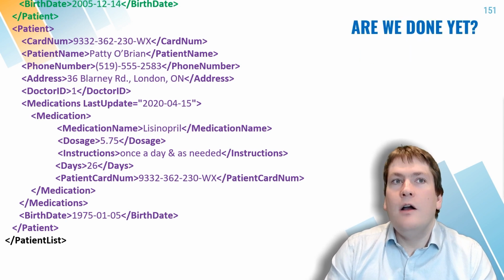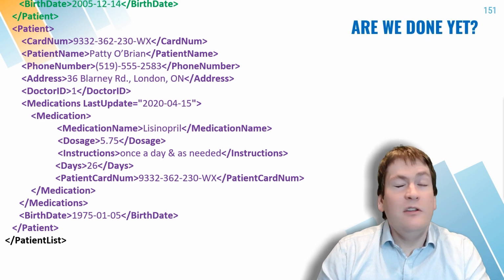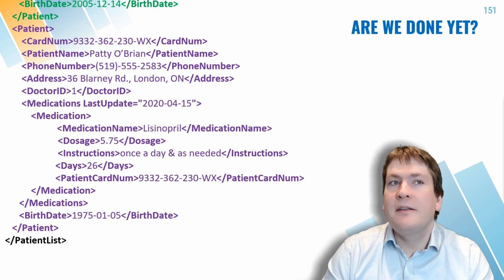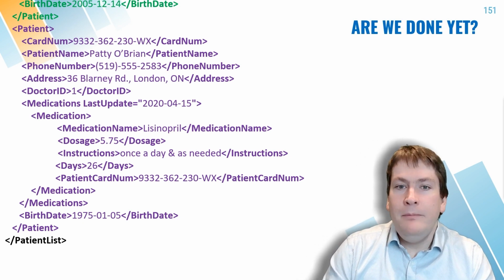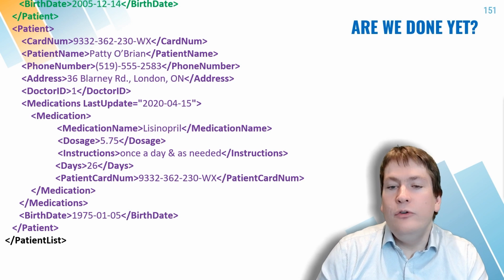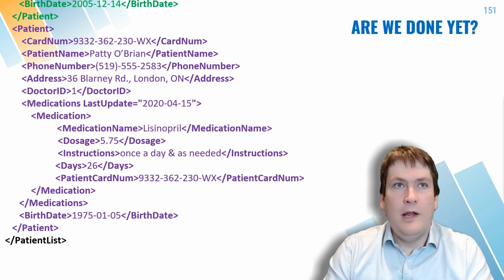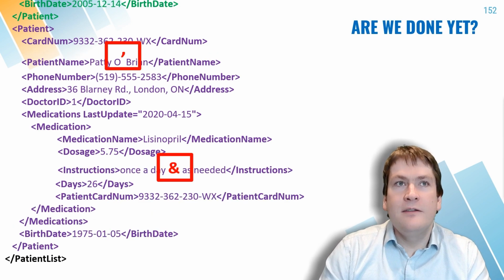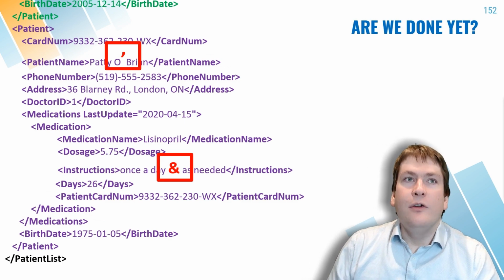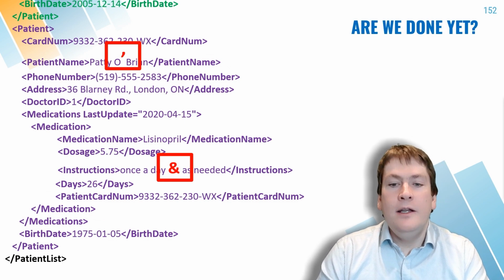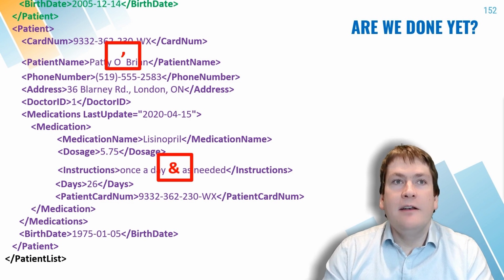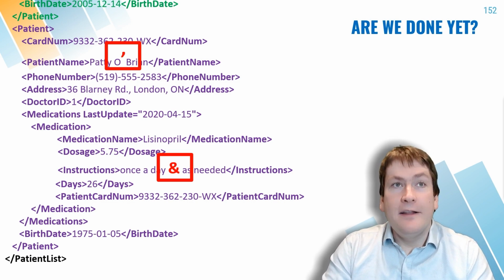So the question is, are we done yet? So it looks like we have all the patients, we have all the XML in. So are there any more steps? And like I alluded to, there is something special about this patient's record. And that is these characters here. So the apostrophe in O'Brien and that ampersand in once daily and as needed.